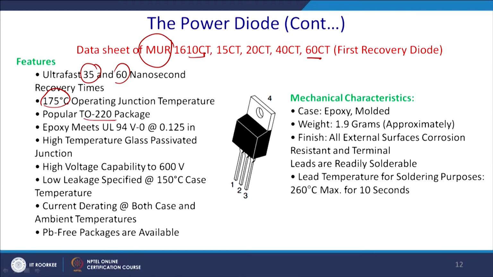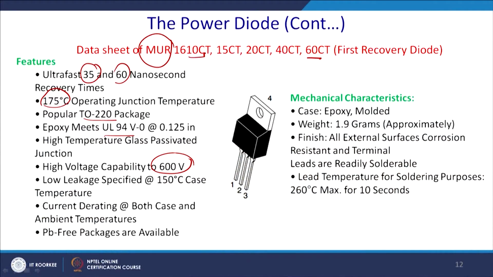The popular package is this one, and it meets the UL standard. This standard is used for the European Union. If anyone is exporting to the European Union, it has to meet this safety standard of UL 94. It has a high temperature glass passivated junction. For this it can operate at 175 degrees centigrade, and with high voltage capability, it can block voltage as high as 600 volt. Leakage is specified even at a high temperature of 150 degrees centigrade. Current derating for the ambient temperature has also been specified.